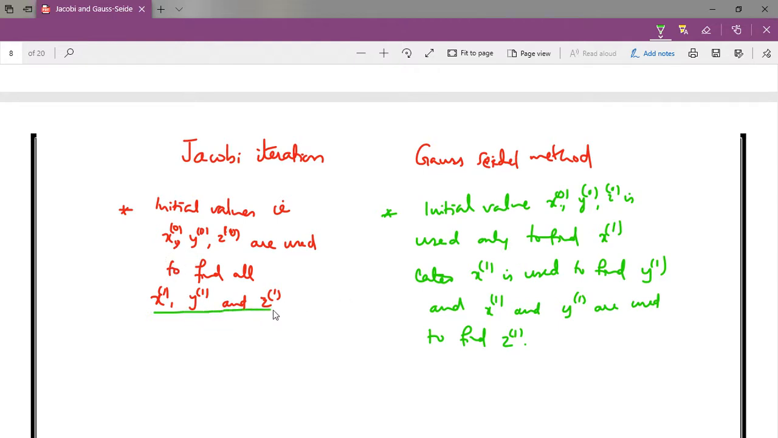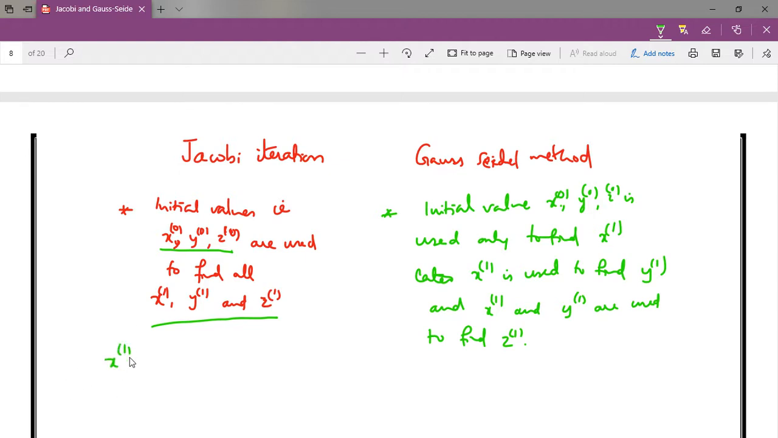See here, to find all x1, y1, z1, we are using only the initial values x0, y0 and z0. That means to find x1 also we are using y0 and z0, to find y1 also we are using x0 and z0. Okay. To find z1 also we are using x0 and y0. See how it will be.